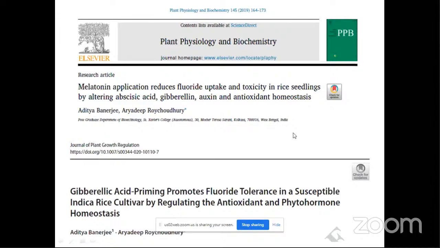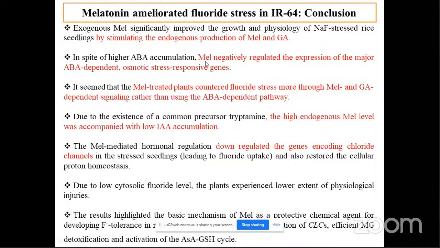So in this fluoride stress, ABA is probably not that important. Rather, these are more important regulators, because we find that melatonin is negatively regulating the expression of ABA dependent genes. So probably fluoride stress is more governed by the melatonin and GA pathway rather than the ABA pathway. If you combine all these data, that is one of our important observations.